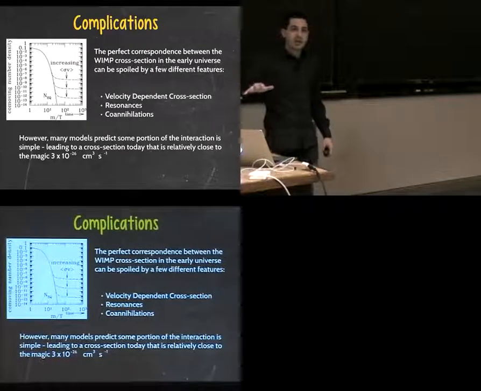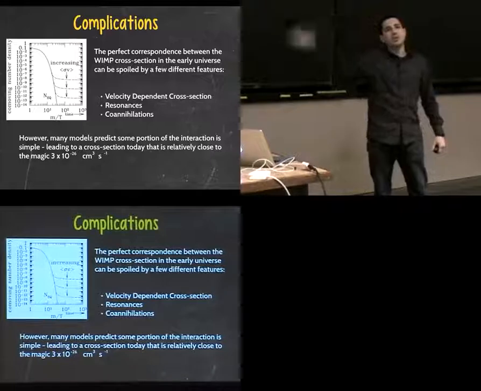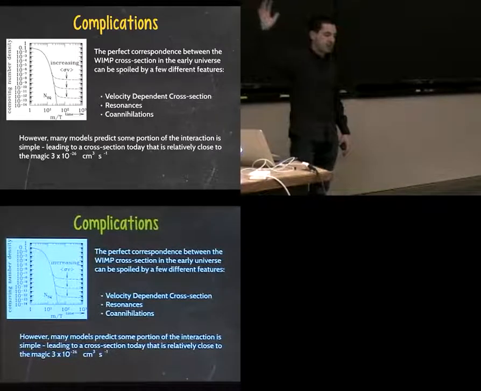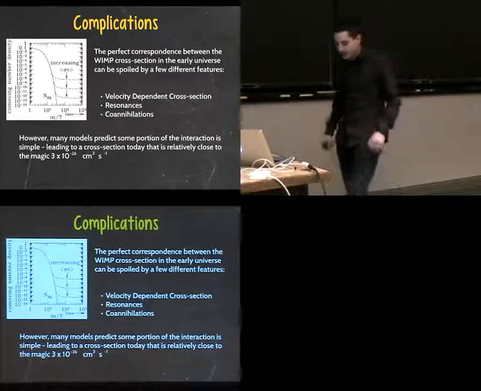There are some complications for that, right? We know what the annihilation rate was in the early universe, and we need to translate that to an annihilation rate that we can observe today. So there's a few features. I'm not going to talk about them in any detail. Well, one I'll mention because it's easy to explain.